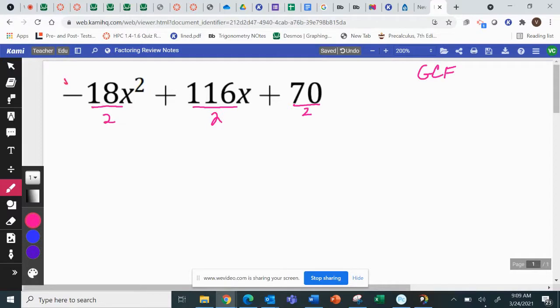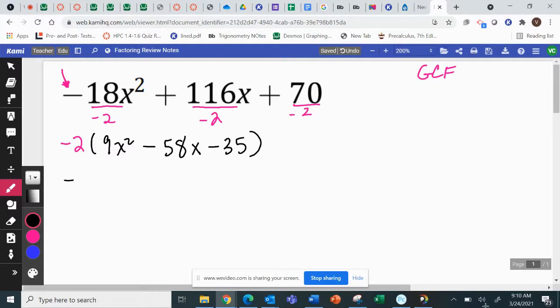And then I also notice this negative here. If it starts with a negative, I'm always going to factor that out. I never want to start with a negative. So I'm going to factor out that negative 2. And I will have 9x squared minus 58x minus 35.